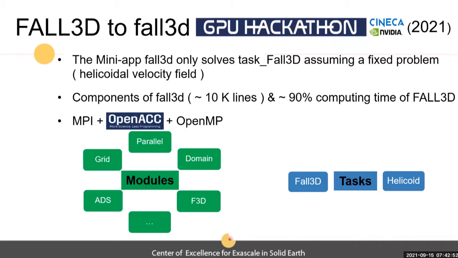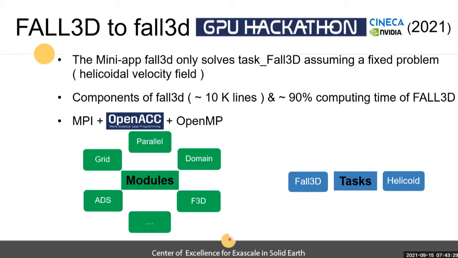This MiniApp FALL3D has almost 10,000 lines of code and represents around 90% of the computing time of the full FALL3D application. It is implemented using MPI plus OpenACC plus OpenMP, as in the previous version, as well as the full FALL3D. It is composed of only a few modules, like grid, parallel, domain, ADS, F3D, among others, and just a couple of tasks from the full app. This is the FALL3D and the helicoid that I already mentioned.